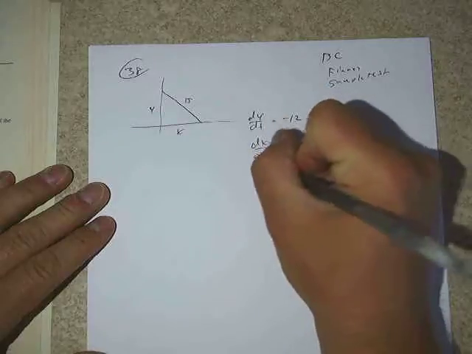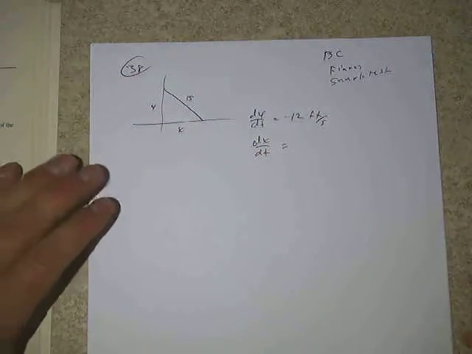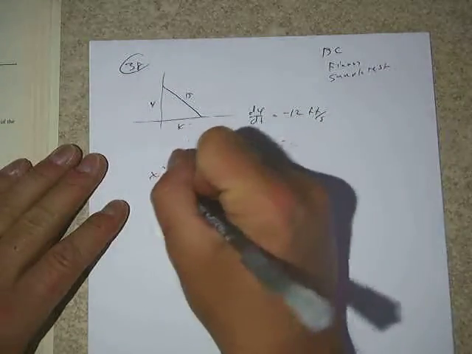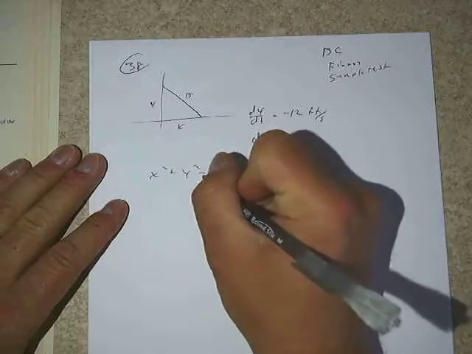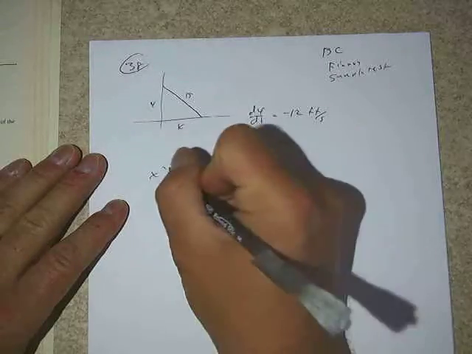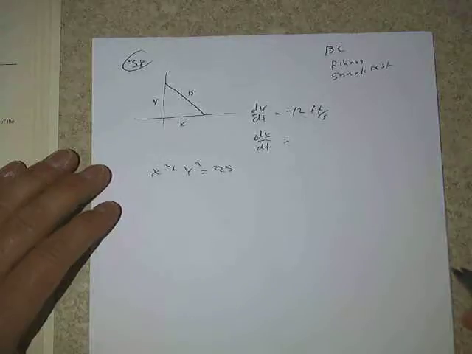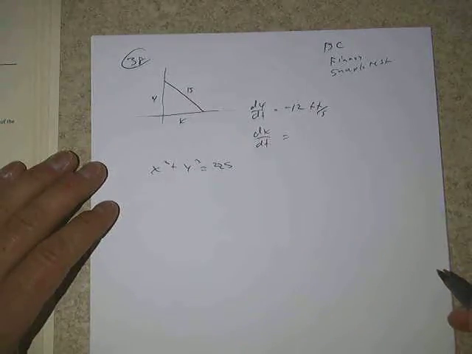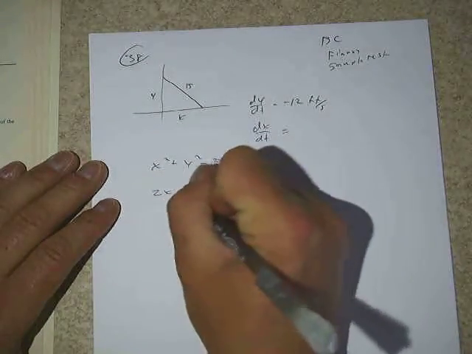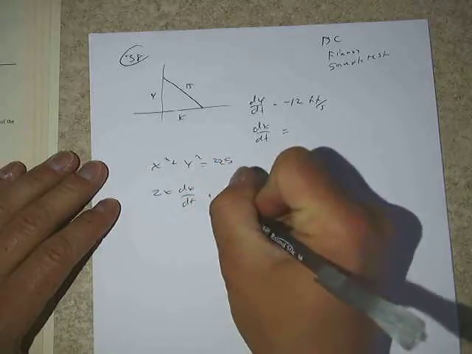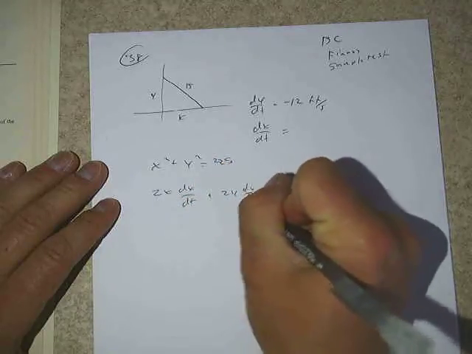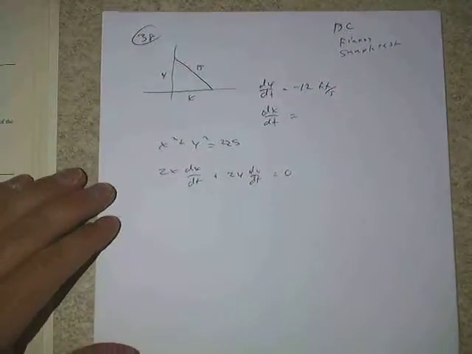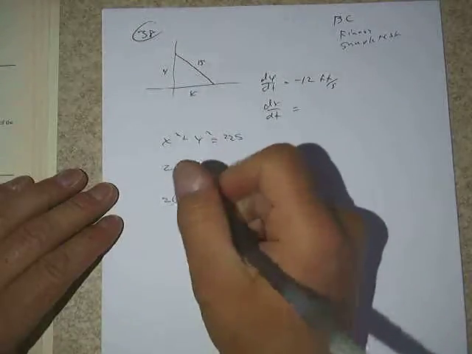So ultimately we're after dx/dt. We know the instant doesn't get put in until later. We know that these can be related by the Pythagorean theorem because we have a right triangle here. So we write x squared plus y squared equals 225. And then we differentiate with respect to time, and we fill in our blanks.